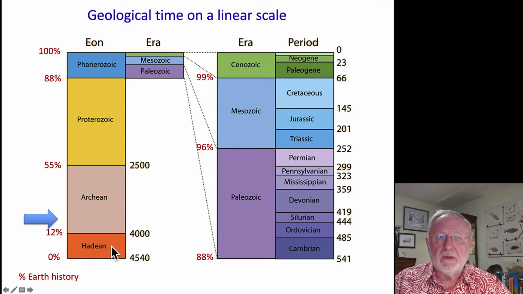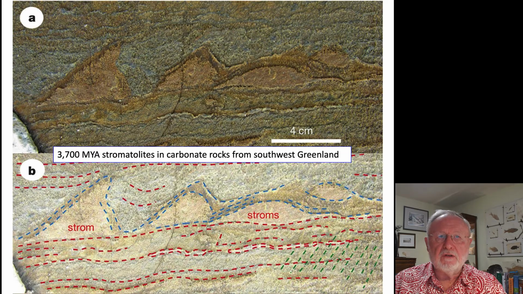Most of us don't spend much time thinking about the Hadean or the Archean or the Proterozoic. When we think of fossils, we often think of what's happened in the last 10% of Earth's history: the Paleozoic, the Mesozoic with the reptiles, and the Cenozoic with the rise of mammals. But this is an extremely interesting period in Earth's history, and we have evidence that life began 3.7 billion years ago. And that evidence is in the form of rocks and carbonates.